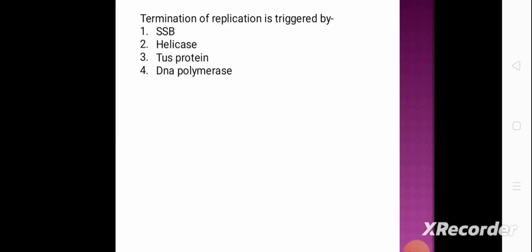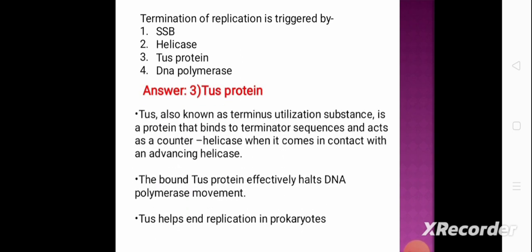Next question. Termination of replication is triggered by Option 1 SSB, Option 2 helicase, Option 3 TAS protein, and Option 4 DNA polymerase. And the correct answer is Option 3 TAS protein.